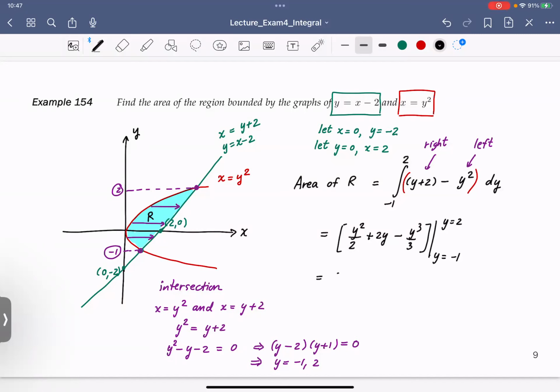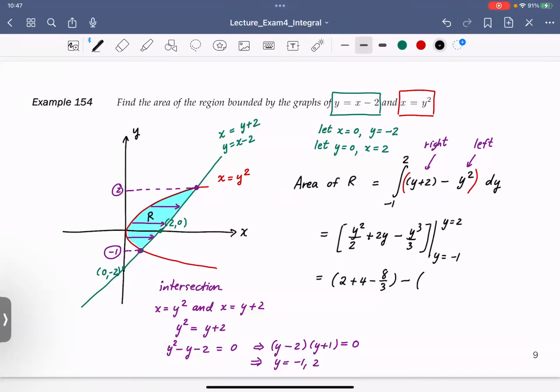So I'm gonna do it pretty quick here. Not 4, 2 plus 4 minus 8 over 3. This is what I plug in, y equal to 2, 2, and 2. So take your time. This is going to be the number. And then you plug in 1.